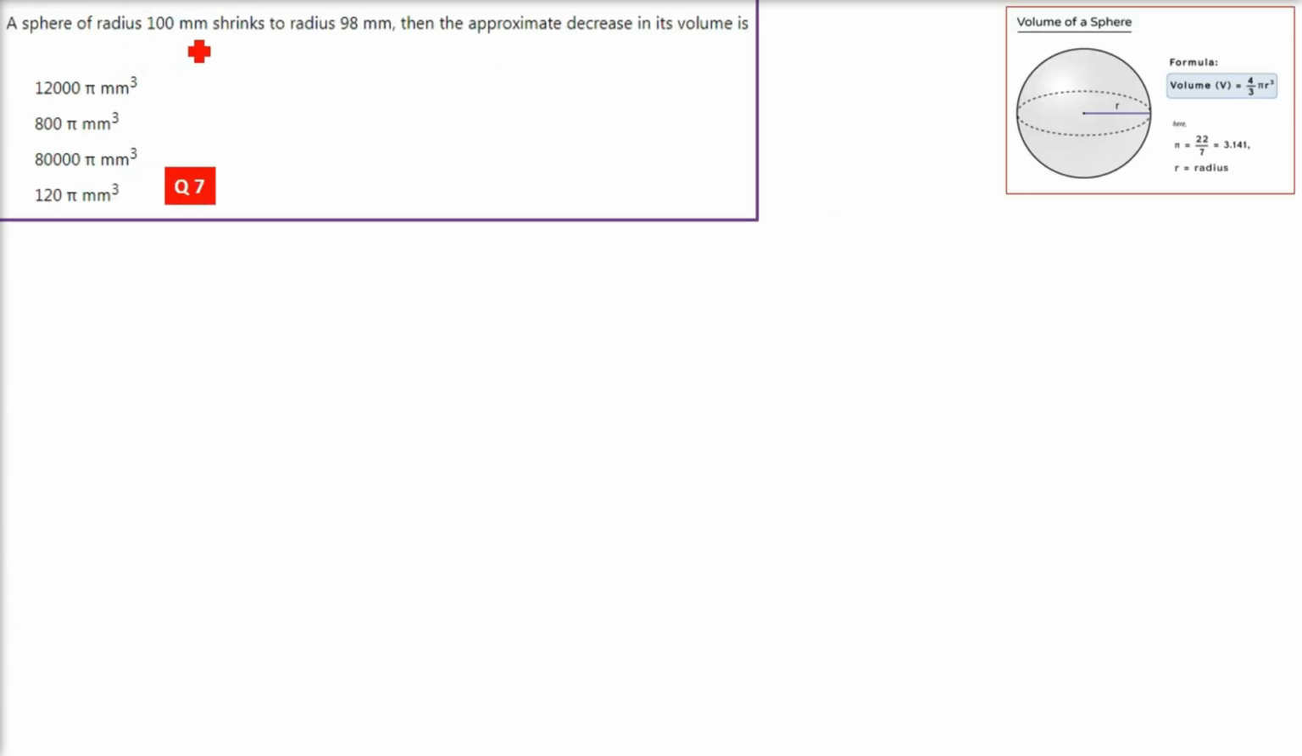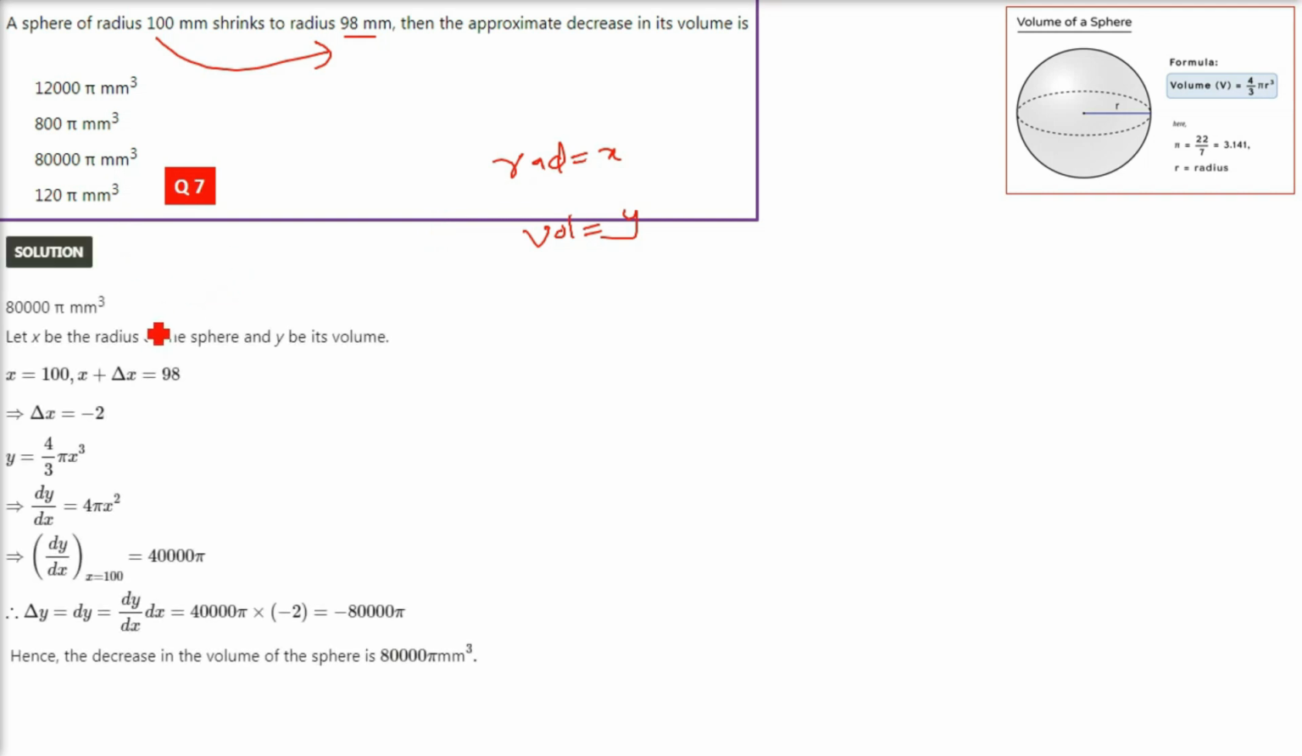A sphere of radius 100 millimeter shrinks to radius 98 millimeter. Then the approximate decrease in its volume is asked. From 100 to 98, it is decrementing, shrinking, or you can say squeezing. So radius is x, volume is y. It will be easier for us to deal with x and y because we are accustomed to x and y. Let us go ahead.